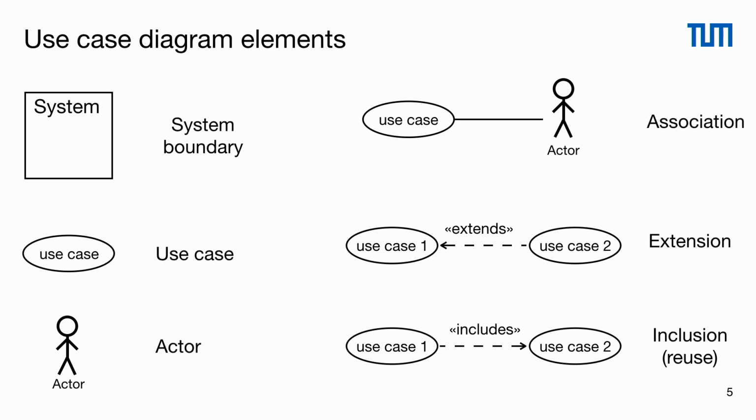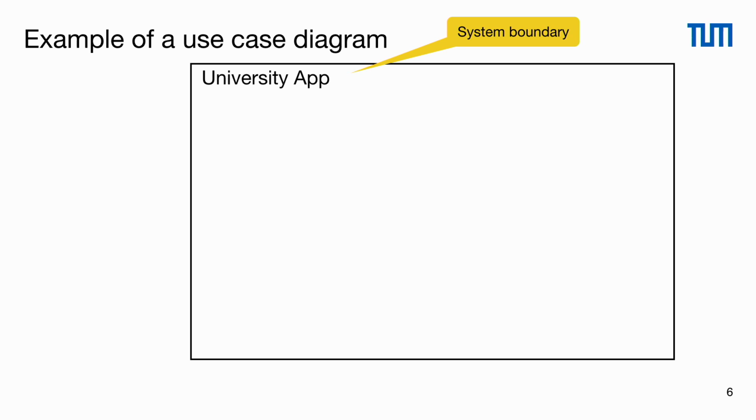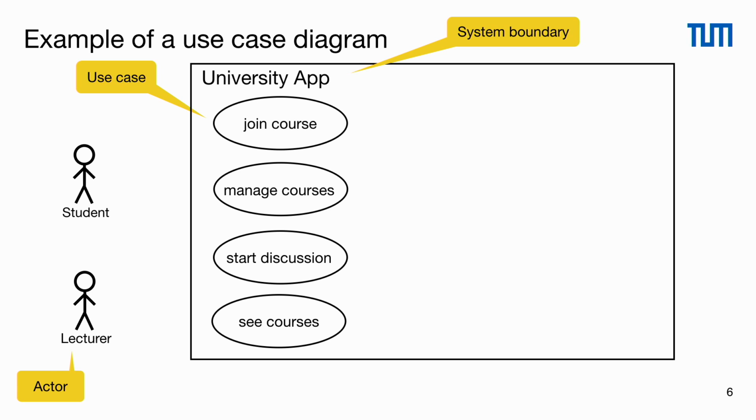Let's have a look at a specific example. First, we have our system boundary, which is the university app. Then we're going to introduce actors, for example the lecturer and the student, which are going to use our system. Afterwards, we add the different use cases, so the functionality of the system, which could be join course, manage courses, start a discussion, or even seeing the course list.